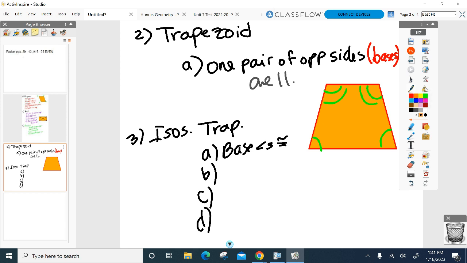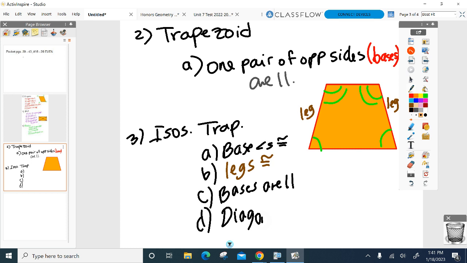Whoa, we even had the vocabulary term. The non-parallel sides, legs. Legs are congruent. Bases are parallel. Bases are still parallel because it's a trapezoid, right? One more. Diagonals congruent. There you go. Isosceles trapezoid. Looks good. One more family.